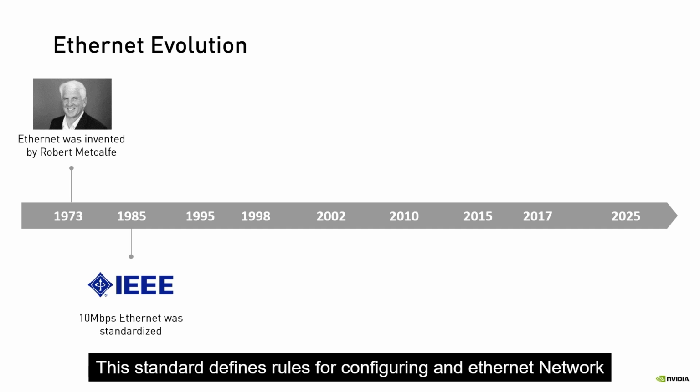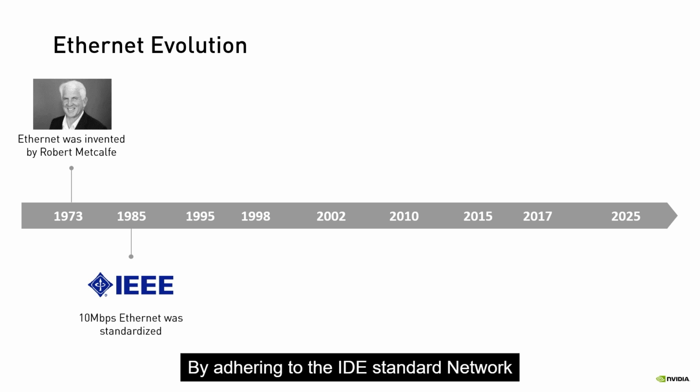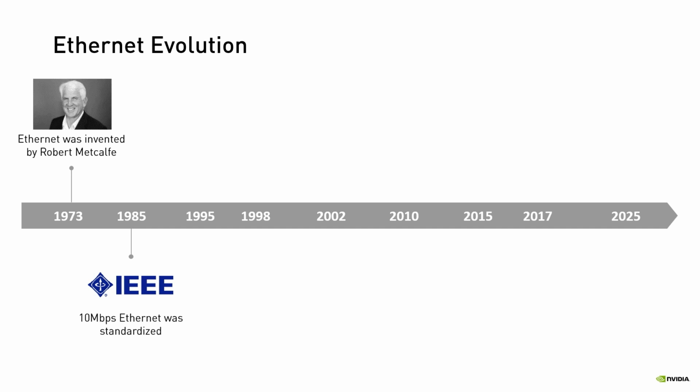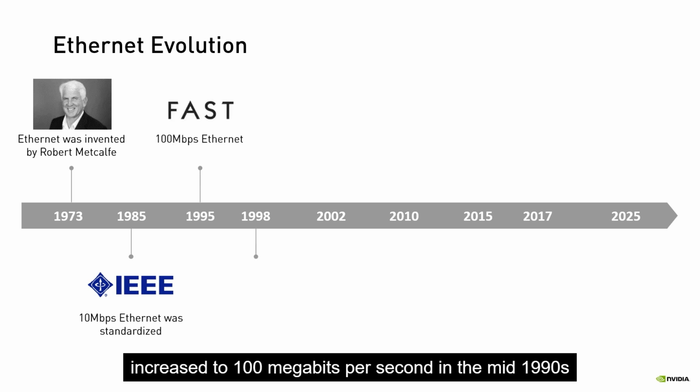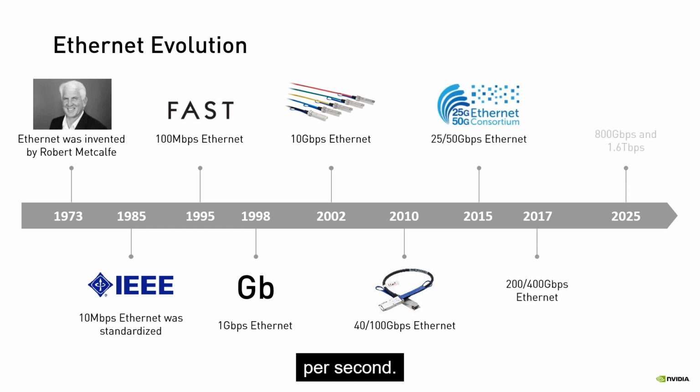This standard defines rules for configuring an Ethernet network and specifies how the elements in an Ethernet network interact with one another. By adhering to the IEEE standard, network equipment and network protocols from different vendors can communicate efficiently. Ethernet's original 10 megabits per second throughput increased to 100 megabits per second in the mid-1990s, and currently it supports up to 400 gigabits per second.